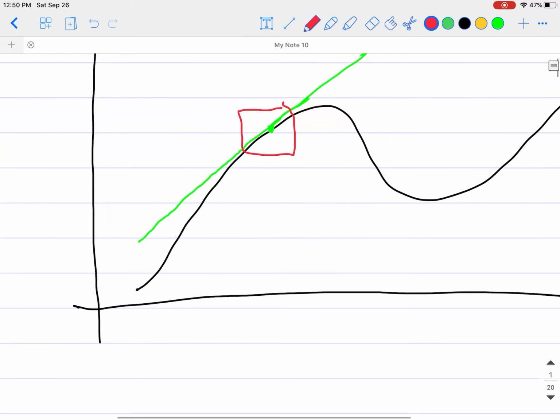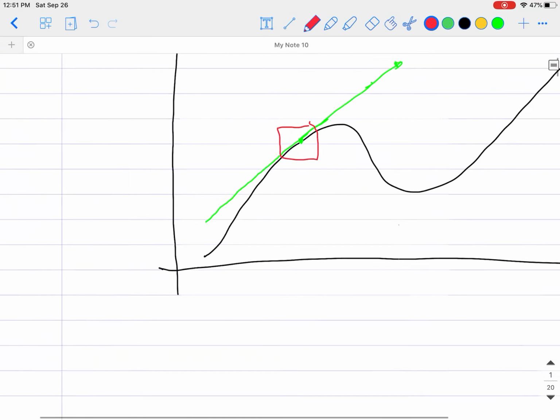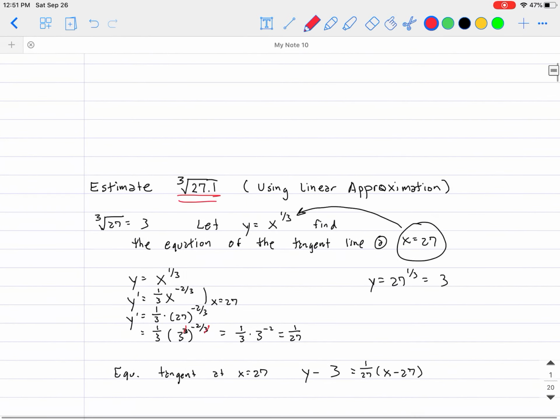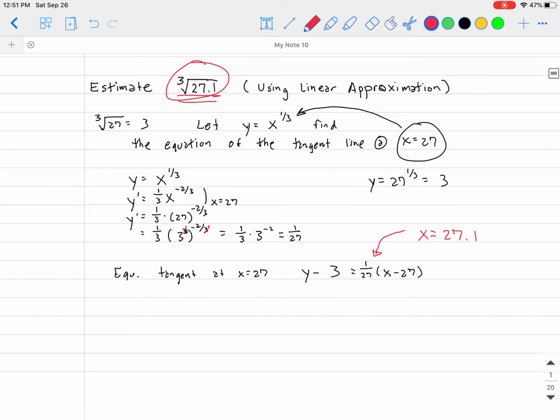If you remember what I just said, locally the tangent and the curve are so close to each other that we can use one equation over the other because of its simplicity. So going back to what I'm going to do, I'm going to plug x equals 27.1 into my tangent equation, because that's a lot easier to solve for y than trying to figure this out without a calculator. You've got to remember that back when they created calculus, there was no such thing as a graphing calculator. So they had to use what was available.